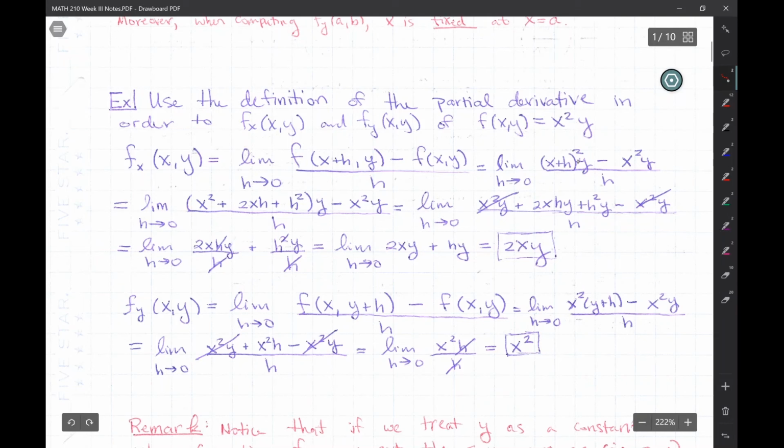And we FOIL out the square. We get this term. And simplifying, notice now you get these cancellations here. Those cancellations are important because when we divide by h, we get rid of the h here and at the bottom, and we are left with 2xy plus h times y. Now once we take the limit as h goes to 0, this term goes to 0, and this term just stays fixed at 2xy. So the partial derivative with respect to x of our function x squared y is equal to 2xy.